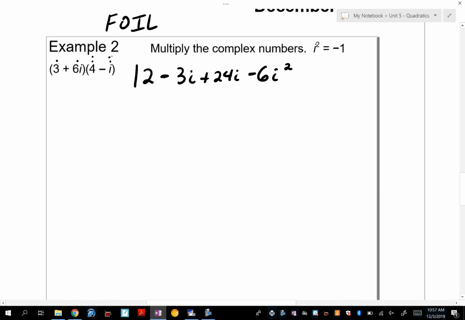Dominic sees that these middle two terms are like terms. They both have the letter i. So what's negative 3i plus 24i? 21. It's 21i. Very good.